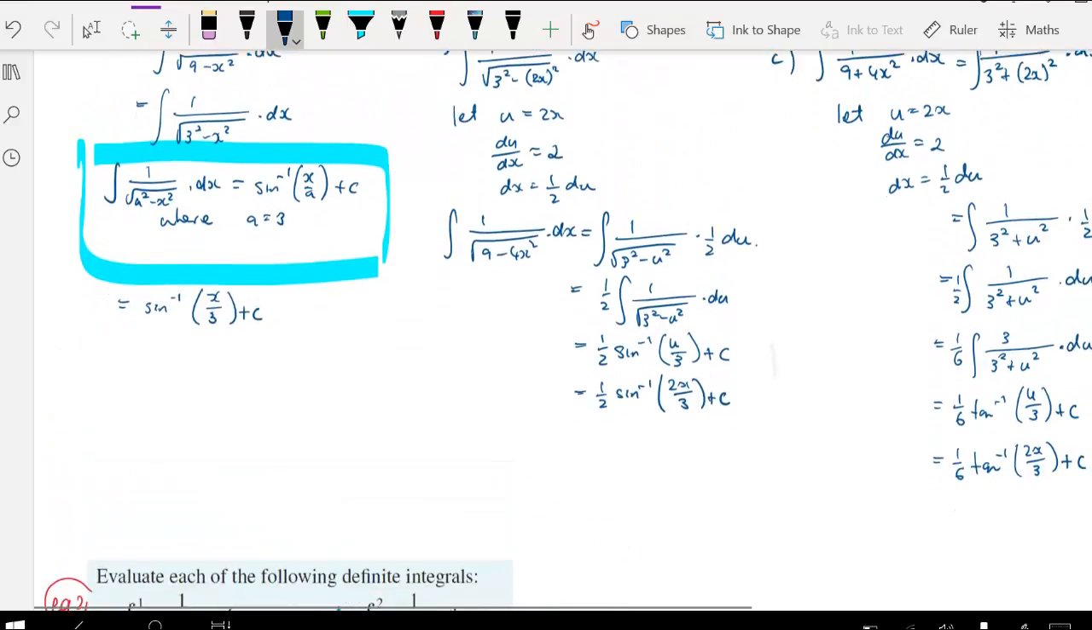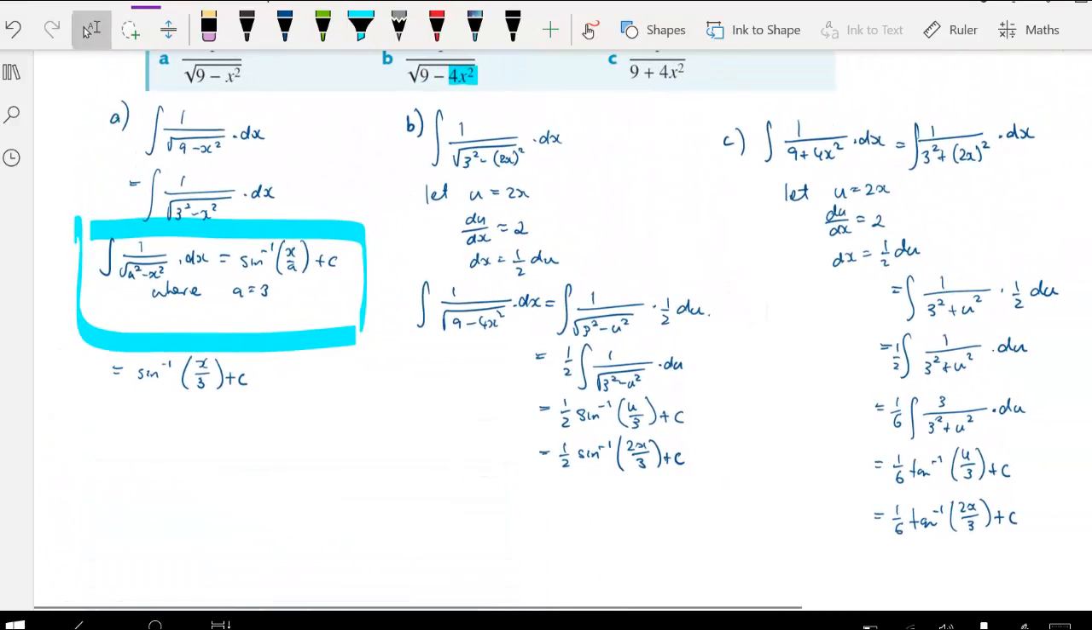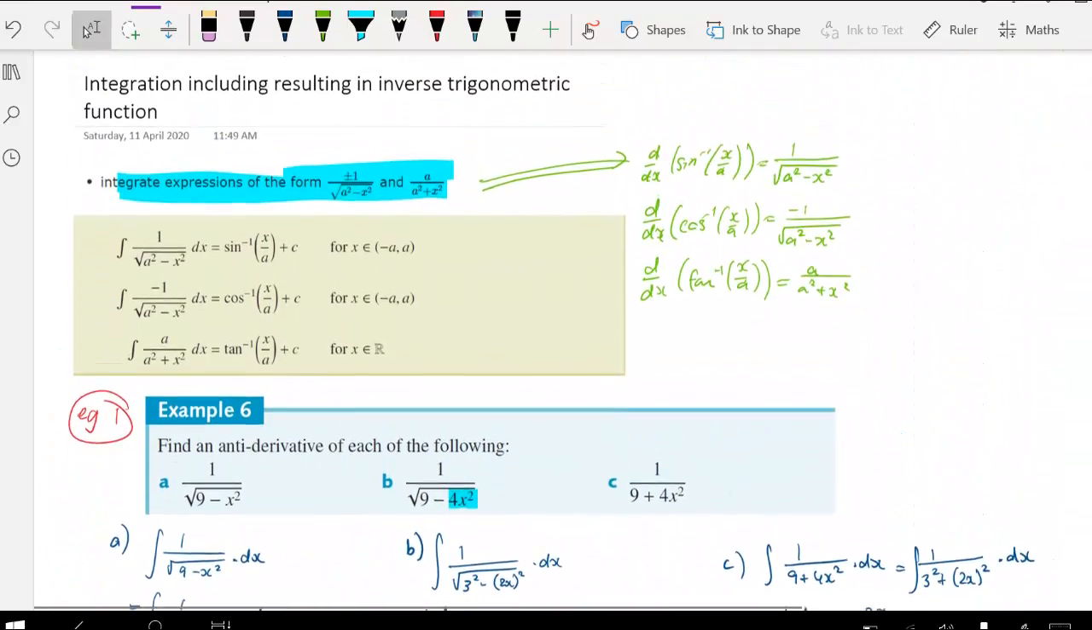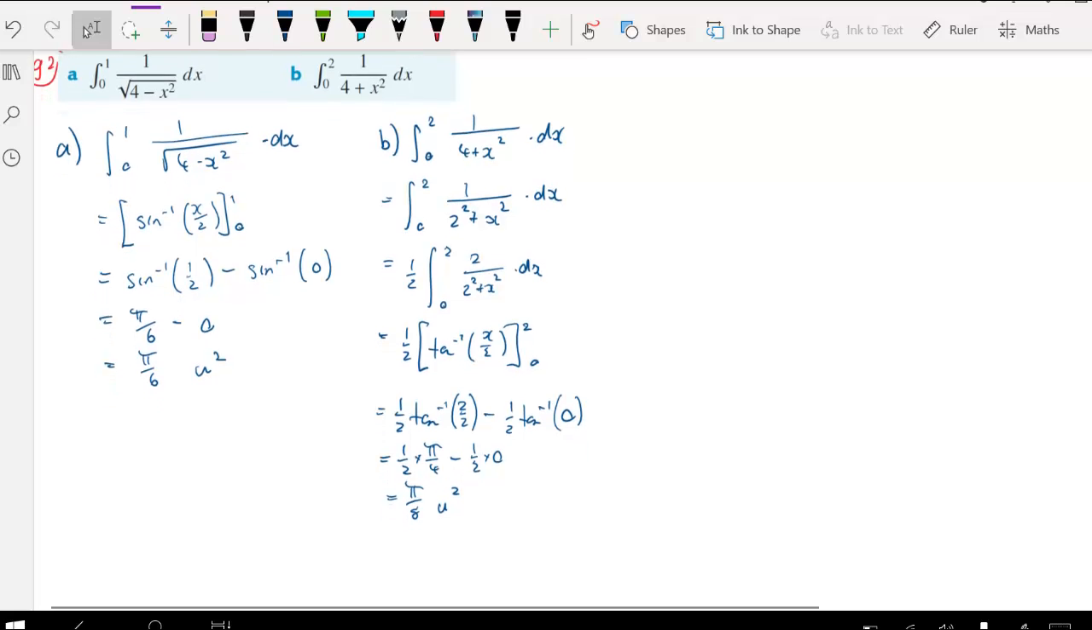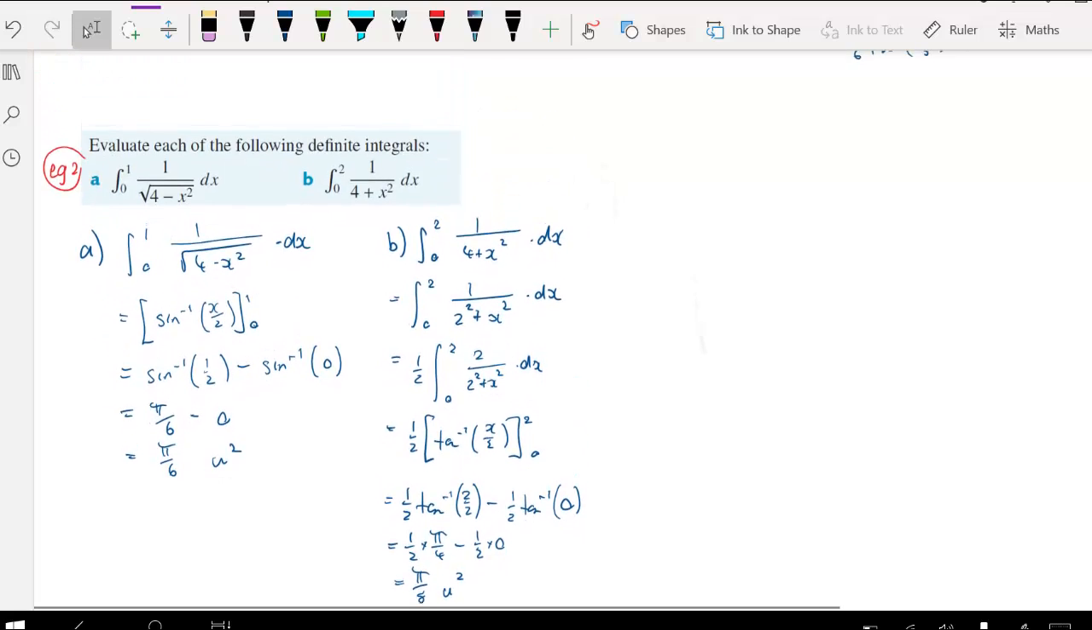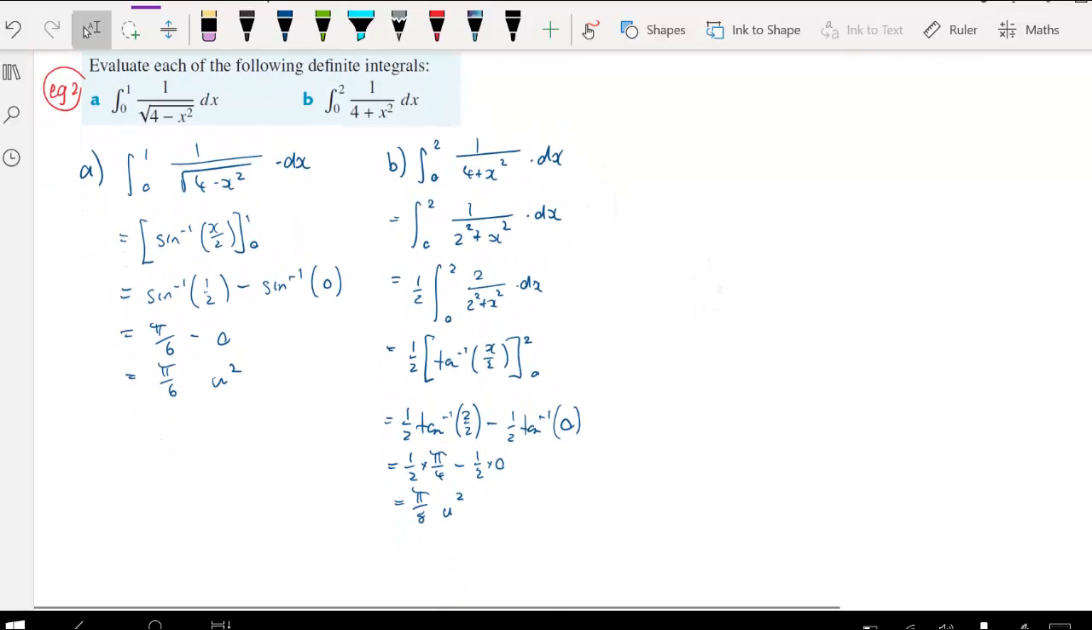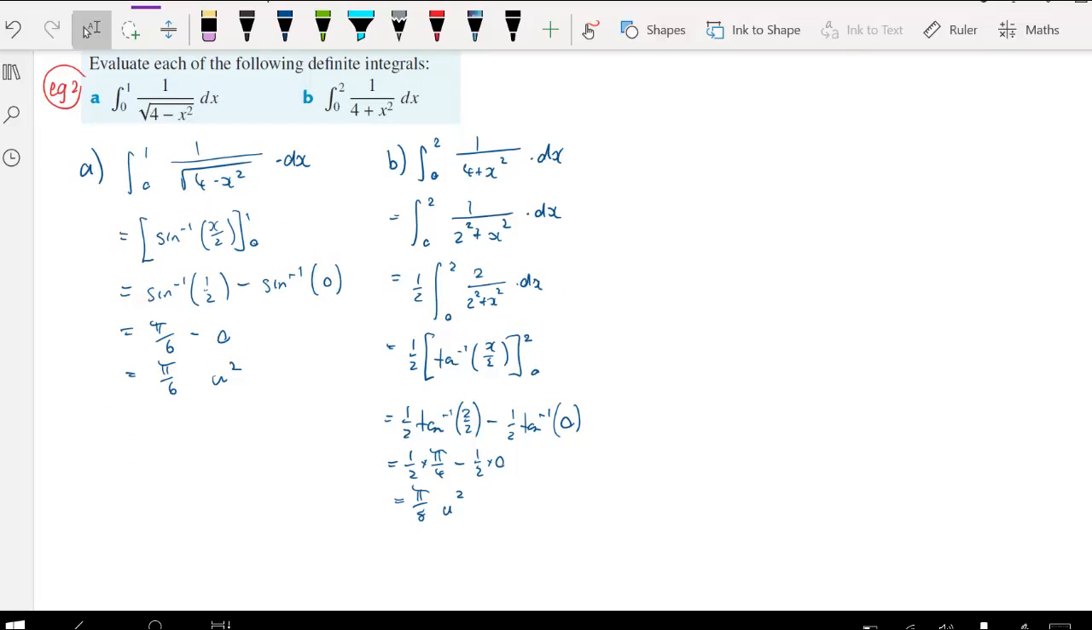Okay, so essentially that's what we need to be able to do. We need to pick out the patterns. If it is a substitution problem, we need to be able to apply that. There is another approach that you may wish to employ, but I'm not going to go over that in this lesson. Okay, so hopefully this makes sense and you're able to apply this integration process into your already considerable integration skill set.